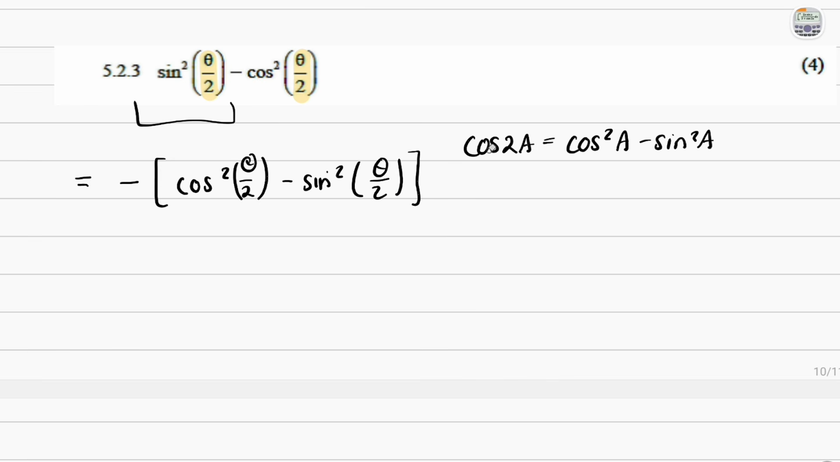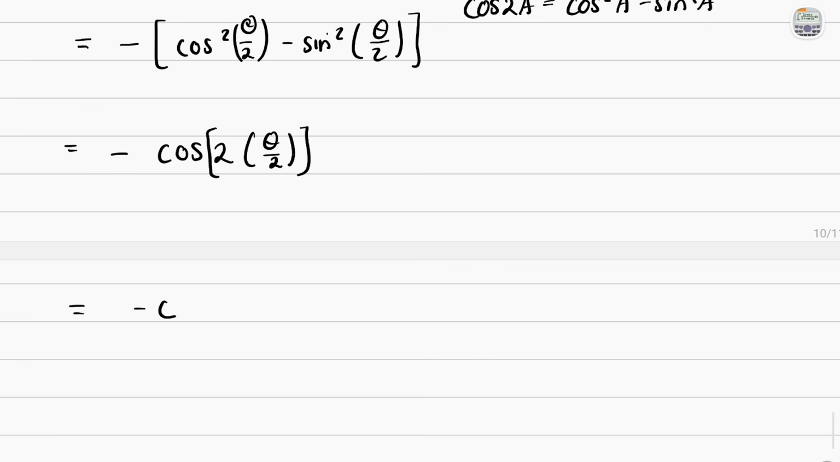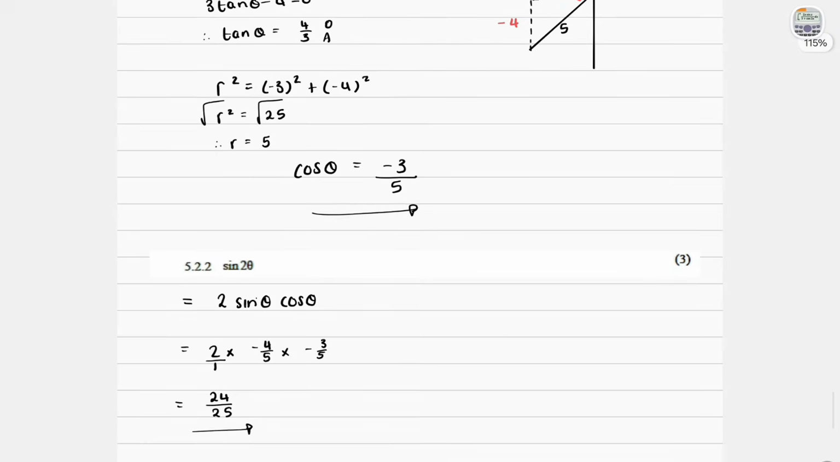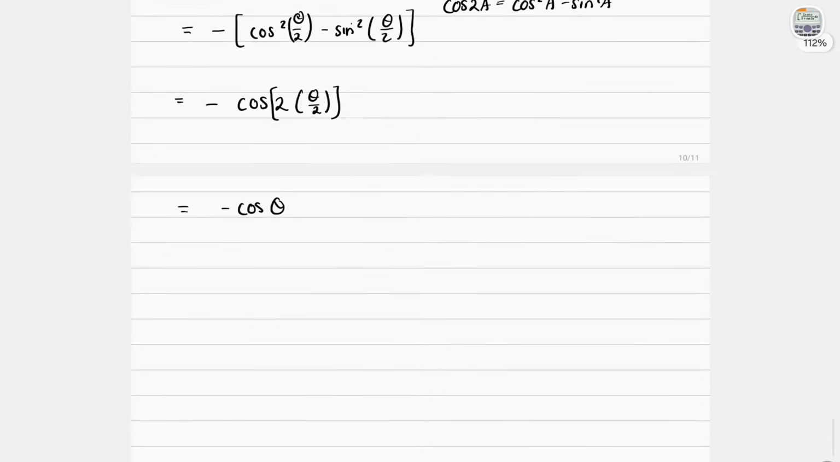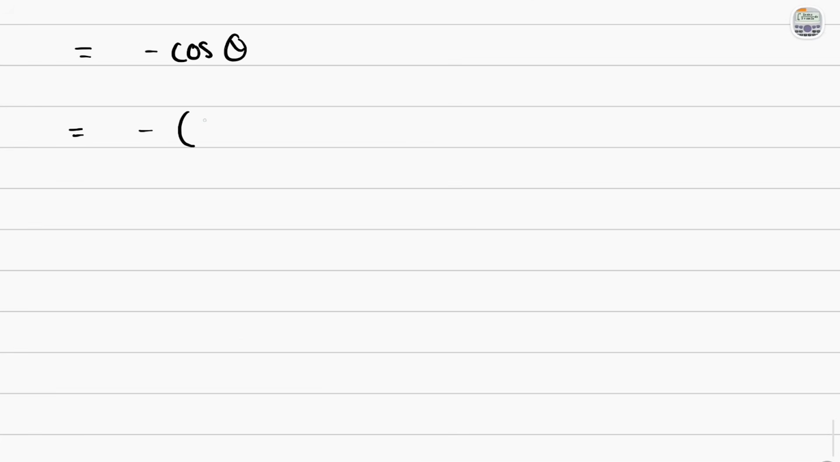Great. And now do you see that it looks a lot like that one? So using this, we know now that we still have that negative outside. Since we know cos squared a minus sine squared a is equal to cos 2a, then this is actually negative cos 2 and then our angle. So theta over 2. Okay. And we're just going to simplify that. So this is negative cos, and we see that when they multiply, they just become theta. So what is negative cos theta? We already got cos theta as -3 over 5. So this is simply equal to negative times -3 over 5, which is positive 3 over 5. And that is our answer.